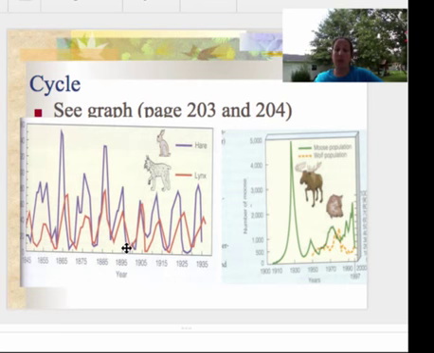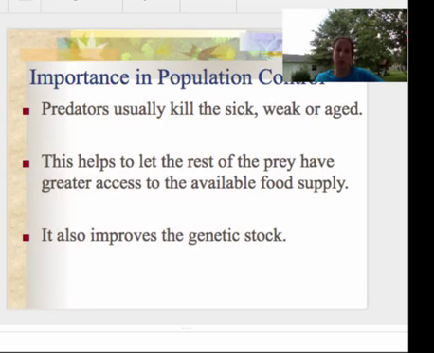And right here, this is a good indicator that there may be some population control laws that need to be put in effect. But predators are usually going to kill the sick, the weak, or the aged, and this helps the rest of the prey have a greater access to the food supply. And it also increases your genetic stock.